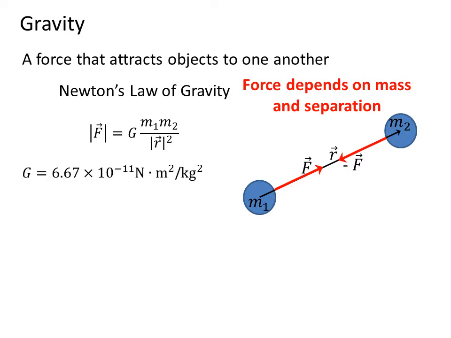G is the universal gravitational constant, and it has the value of 6.67 times 10 to the minus 11 newtons times meter squared divided by kilogram squared.